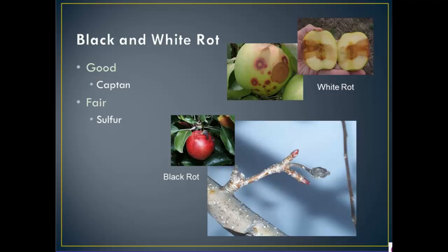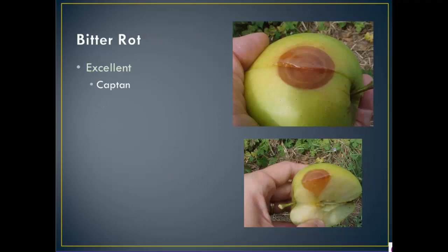Bitter rot is another summer disease, and Captan is rated as excellent for this. If you look at the lesion on the outside of the fruit, it has some rings in it. It looks somewhat like a bullseye. But when you cut the fruit open, it looks quite a bit different than white rot, in that it kind of narrows down as it approaches the core. So you can see the difference between the two for bitter rot. Let's go ahead and look at some of the others.